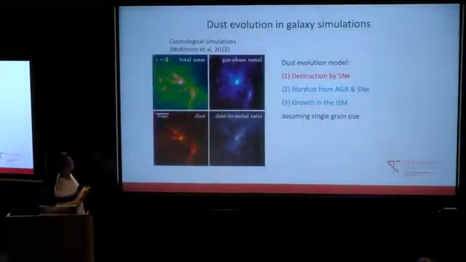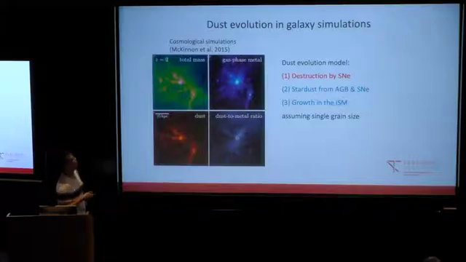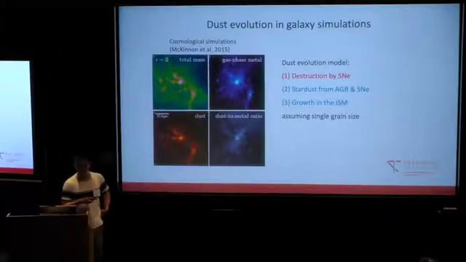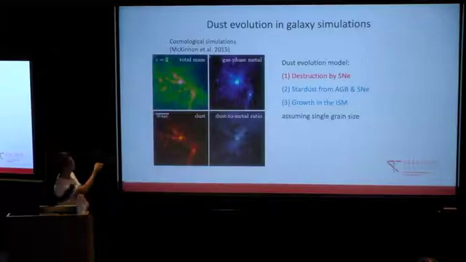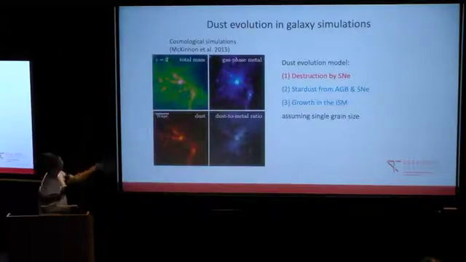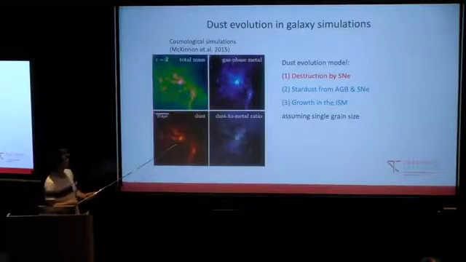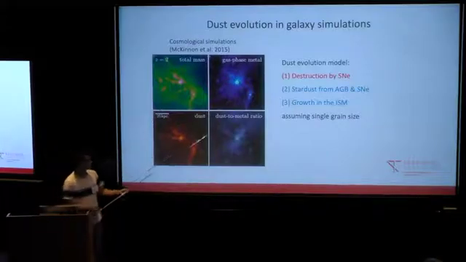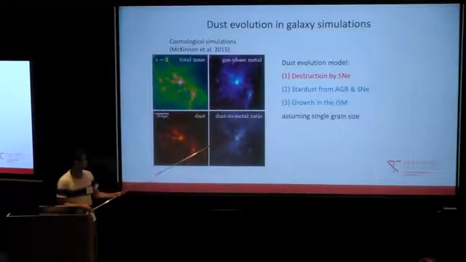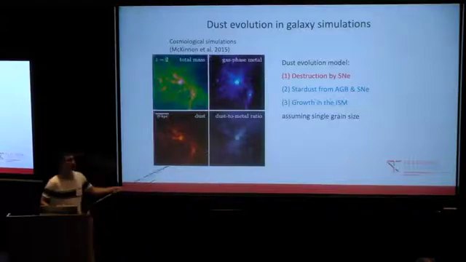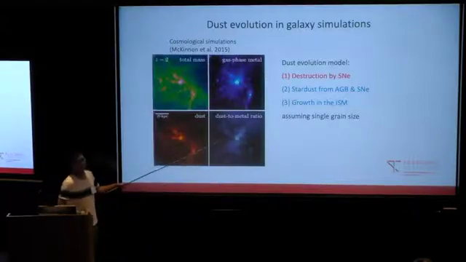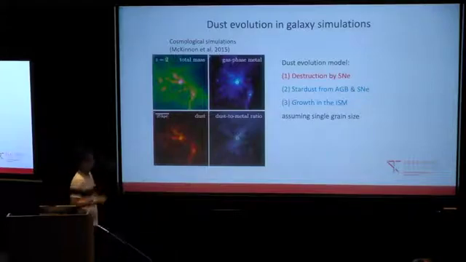So recently, there have been efforts to really follow how dust evolves and forms in galaxy simulations. Here's an example from cosmological simulations. You can see the total mass here, and in the lower panel, the dust surface density. First of all, they trace the total mass, but if you look at the dust-to-metal ratio, you realize immediately that it is not a constant, which is what people have assumed in simulations for decades.